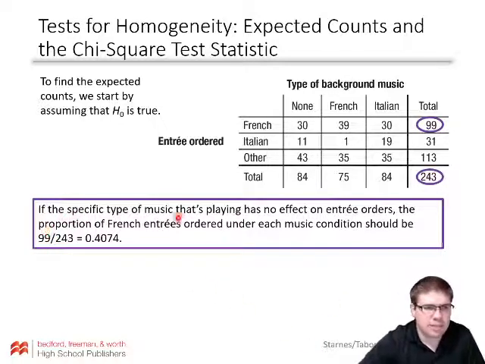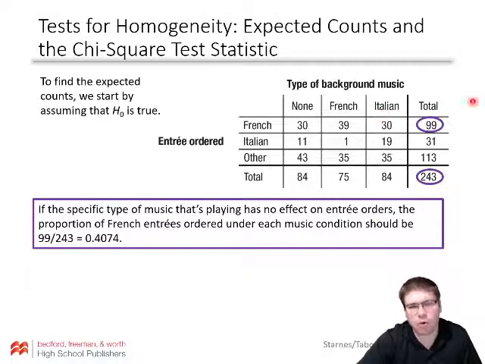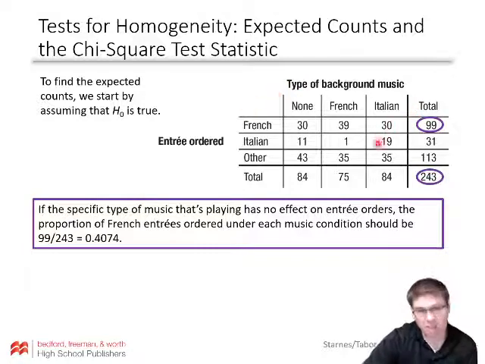So if the specific type of music that's playing has no effect on entree orders, the proportion of French entrees ordered under each music condition should be the same. So if overall we saw 99 out of 243, so 40%. That's actually like if we had pooled all these proportions together. We got 99 out of 243, which is about 40%. So we would expect all of these to be 40% of the entrees ordered.